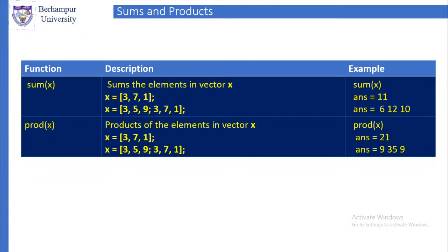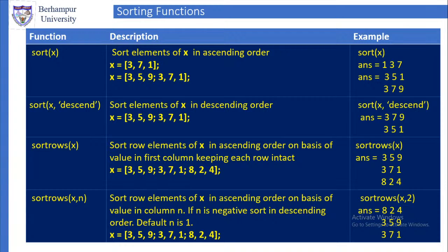The 2 cross 3 matrix, 359, 371, 2 rows are there. If I take the product, 3 times 3 is 9, 5 times 7 is 35, 9 times 1 is 9. So the answer will be 9, 35, 9. So these are sums and products. And then finally we will come to the sorting function.